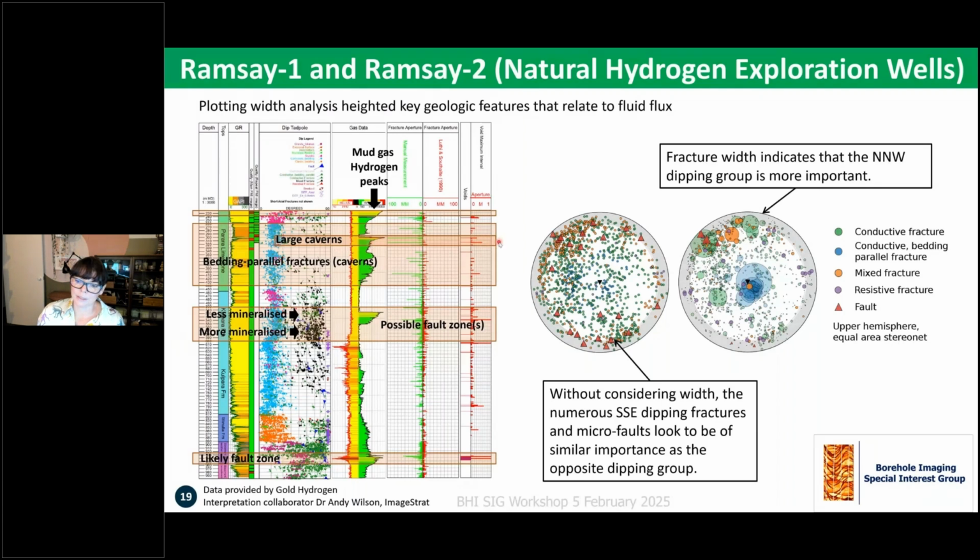The other thing, just highlighting again in terms of that geologic sense, is that we've got two high frequency populations of fractures here. And you'd think, the triangles of faults, that you'd have similar importance between these two populations. But when you look at the width of them, really the population dipping to the northwest, these are upper hemisphere, northwest, have a greater width and are likely to be more important in terms of reservoir processes.